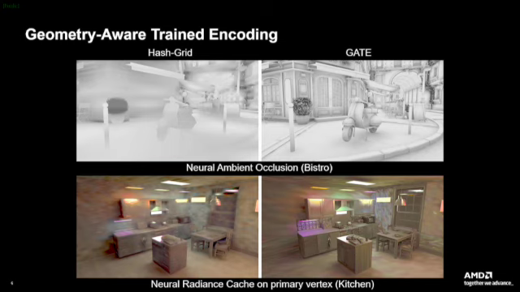Now on the bottom image, we have a neural radiance cache. I have to tell you, this is queried on the primary vertex to show you what it looks like. That's not how NRC should be used. You will do a few bounces of light, and then you will query the cache. But that will give us noisy results, which are hard to read.